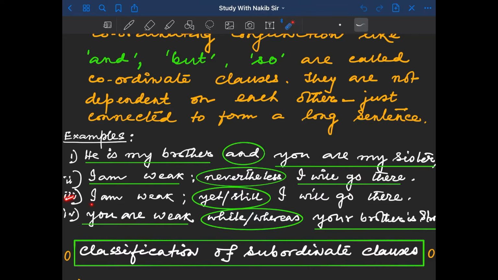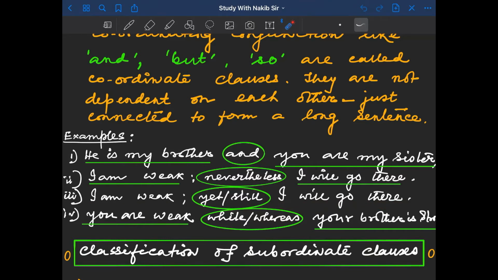Number three, I am weak, yet still I will go there. I will go there and I am weak. These are two clauses, and these two clauses are not dependent on each other. They are free, they are just connected with the coordinating conjunction yet. For this, I am weak is a coordinate clause and I will go there is another coordinate clause.